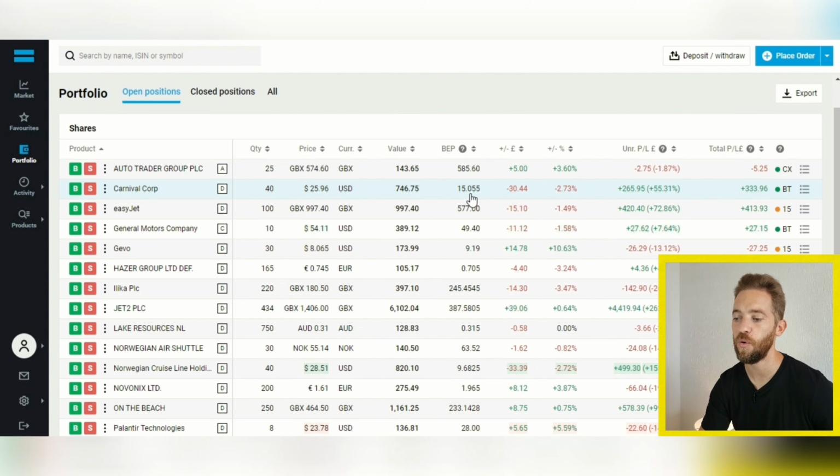Your break-even point will be shown in the currency that the stock was purchased in. So Carnival, for example, my break-even is $15 on that one.